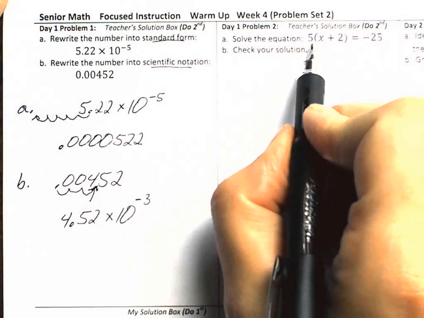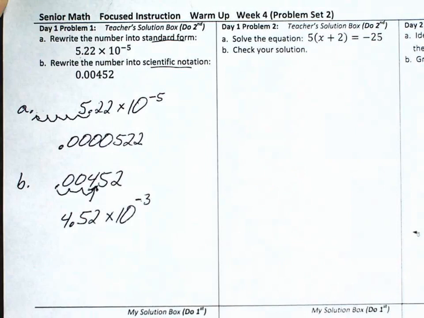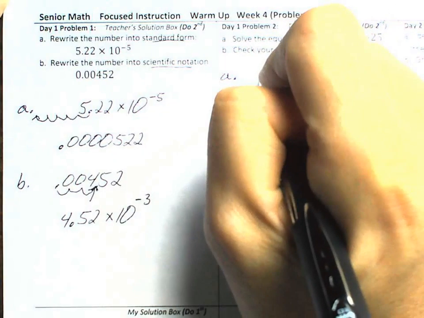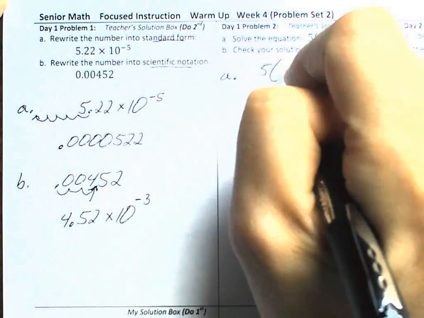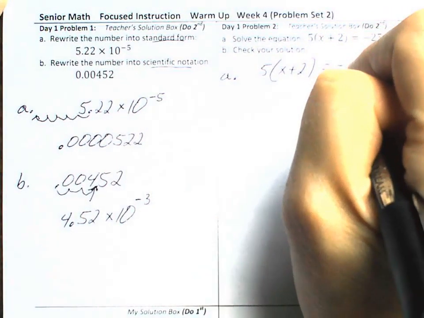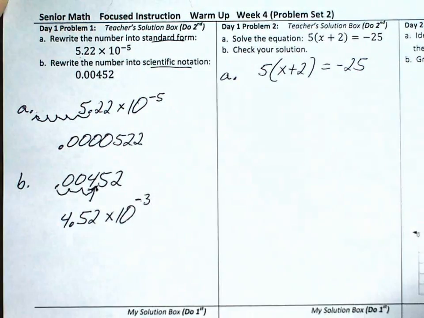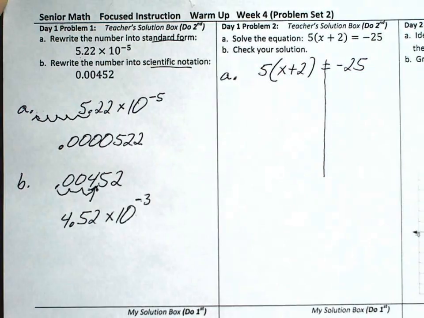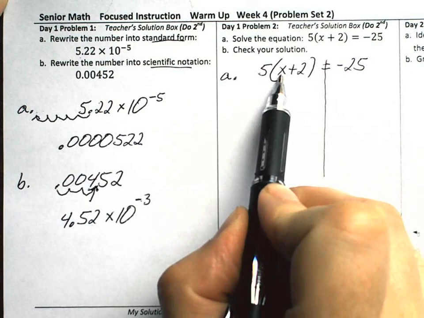Now day 1, problem 2. Question A. Solve this equation. And then question B, check our answer. So question A, let's copy the equation down so that we're able to work with it. And I'm going to draw a vertical line downwards from the equal symbol.